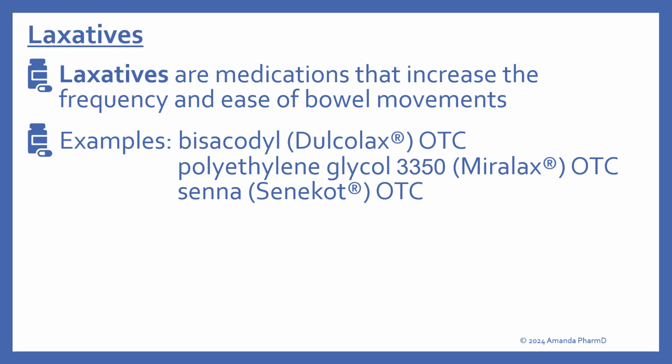Next are the laxatives. Laxatives are medications that increase the frequency and ease of bowel movements. Some examples include bisacodyl, brand name is Dulcolax, and that's available over the counter. Polyethylene glycol, brand name is Miralax, and it's over the counter. And senna, brand name is Senokot, and that's also over the counter.